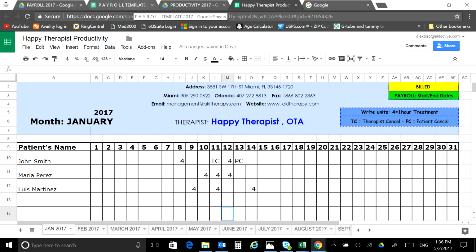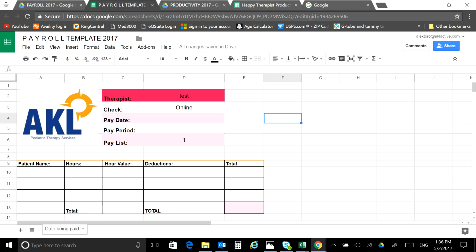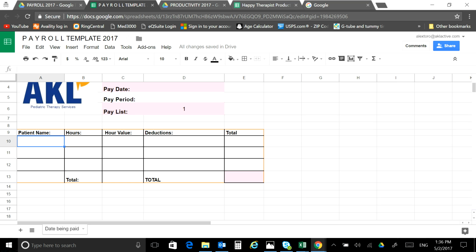You're also gonna receive another file called payroll. This is just an example, that's why it doesn't have the correct name, but this is something similar to what you're gonna get. So you're gonna get the patient's name here. So for example, in the case John Smith here, and then the other ones, we put the amount of hours that you work, the amount of sessions in this case or hours.